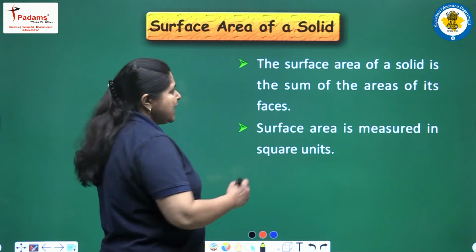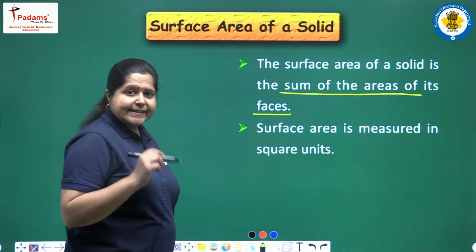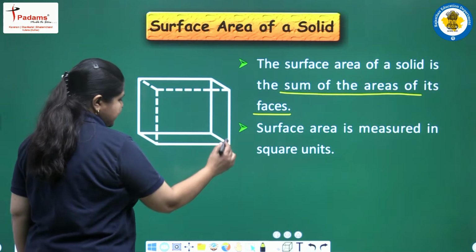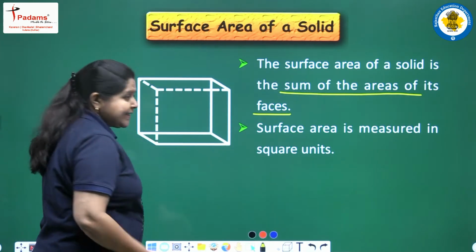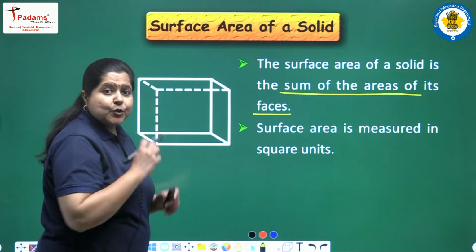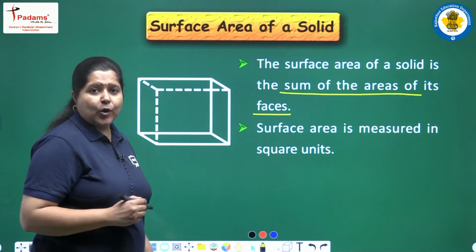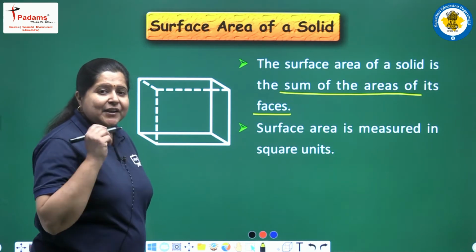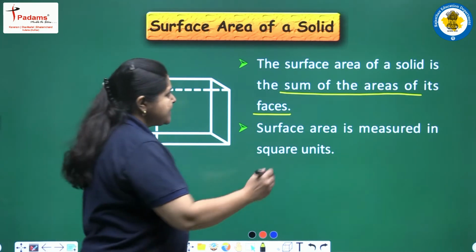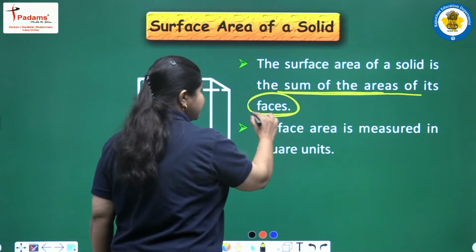The surface area of a solid is the sum of the areas of its faces. To understand this, let us take one box. Let this be one box. Now, if I ask you to paint this box, you will be actually painting all the faces of this box. To be precise, you will be painting the area covered by each face of this box. And to be more precise, you will be painting the surface area of this box, because the surface area of a solid is the sum of the areas of all its faces.